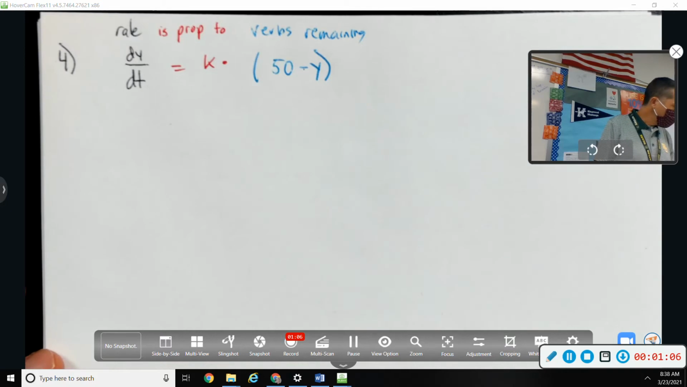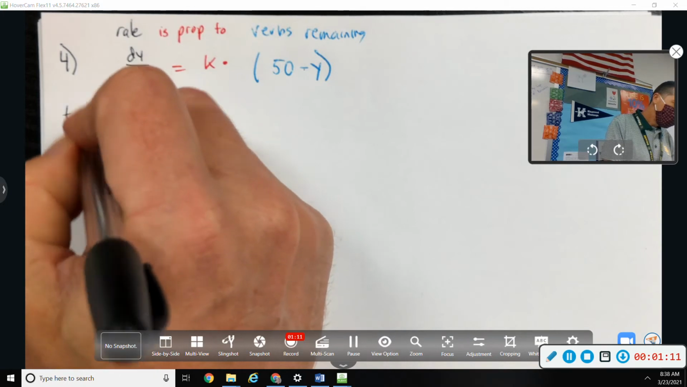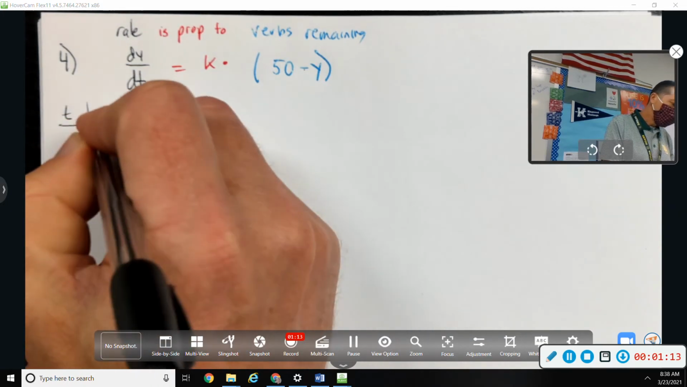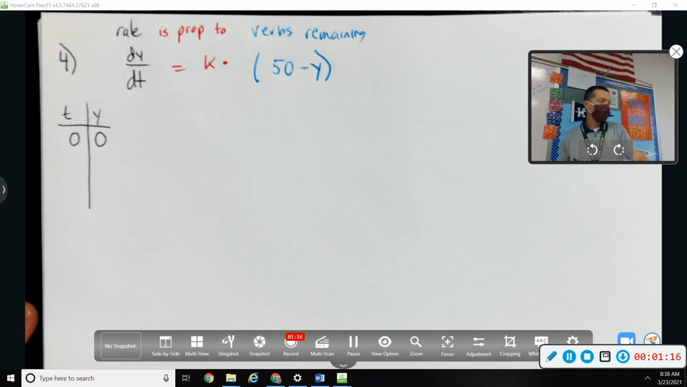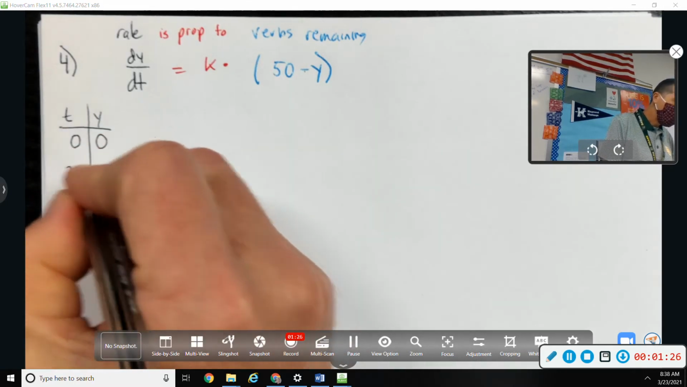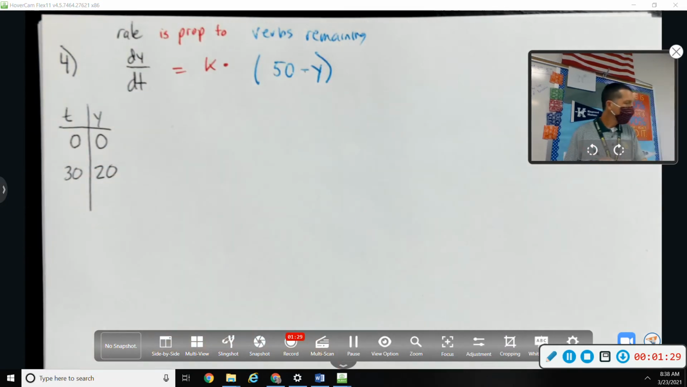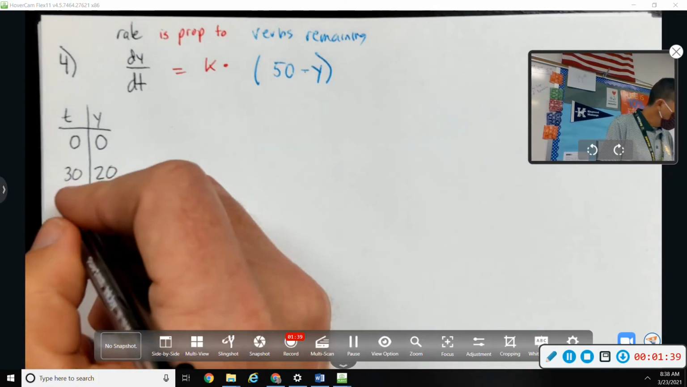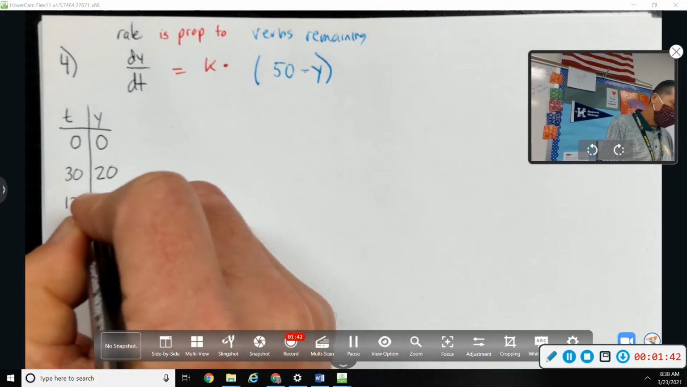Assume that initially no verbs have been memorized. So when time is 0, you've got no verbs memorized. And that 20 verbs are memorized in the first 30 minutes. So after 30 minutes, we know 20 verbs. How many verbs will the student memorize in 2 hours? Oh, we've got this hour-minute thing going on again. So 2 hours would be 120 minutes.